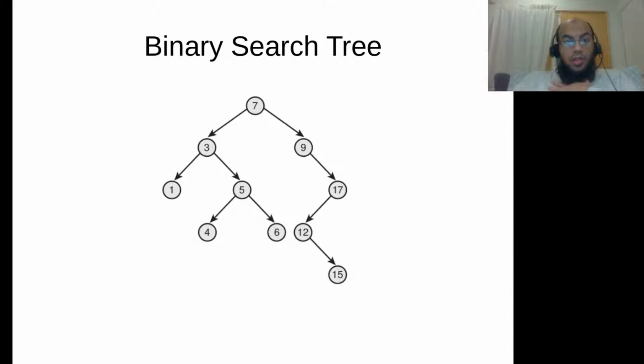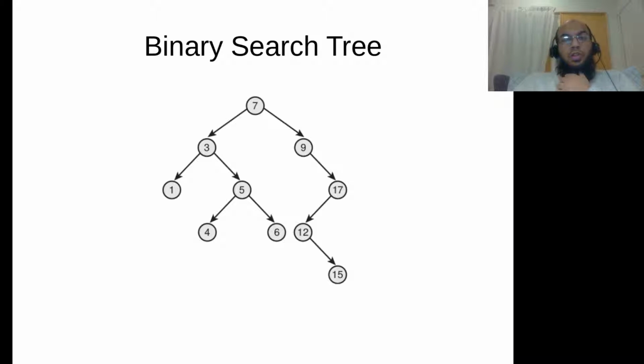Otherwise, your left hand side will contain numbers that are larger than your right hand side. Then your right hand side here will only contain values that are larger than the numbers that you have. So you can have anything 7 and above. And you can have like 9, 17, but then 17 will have on the left everything that is lower.